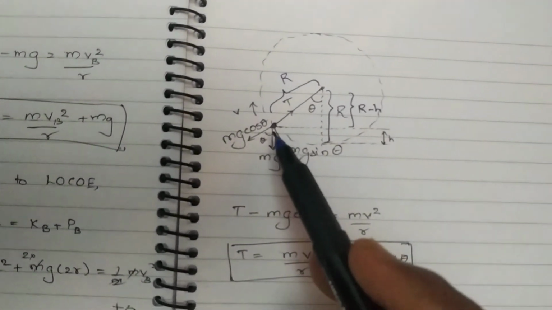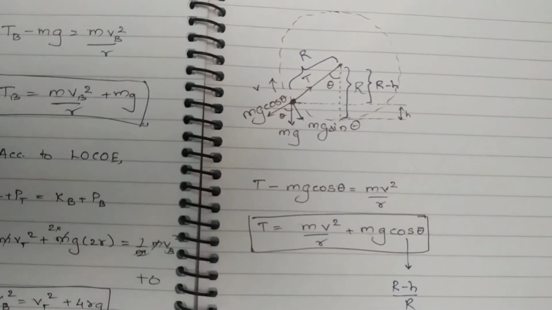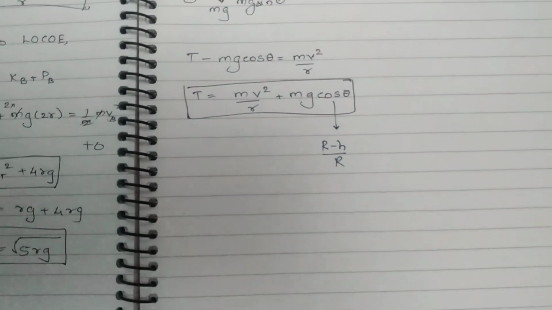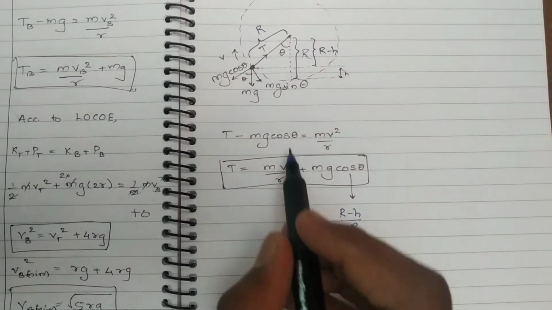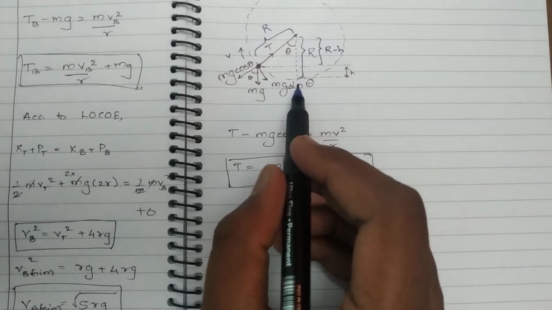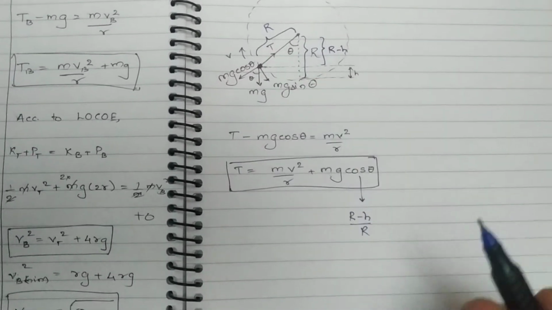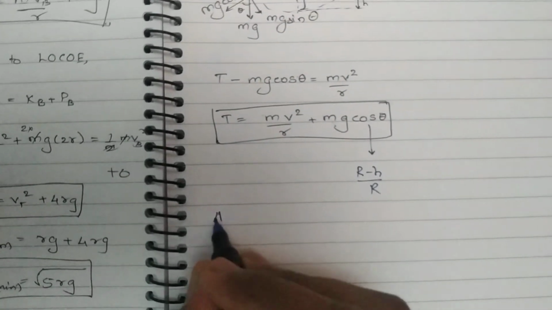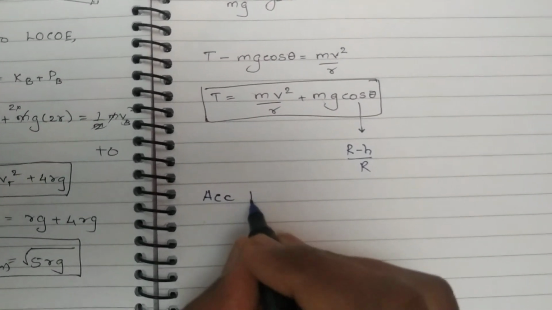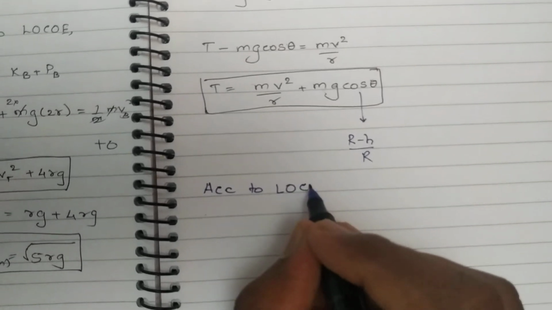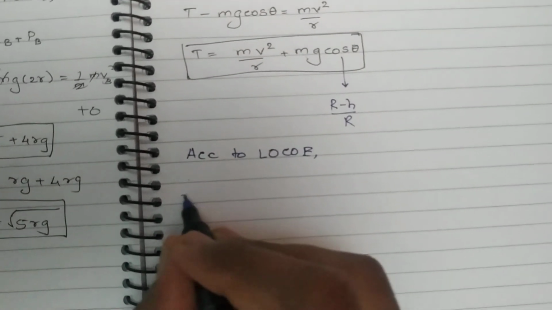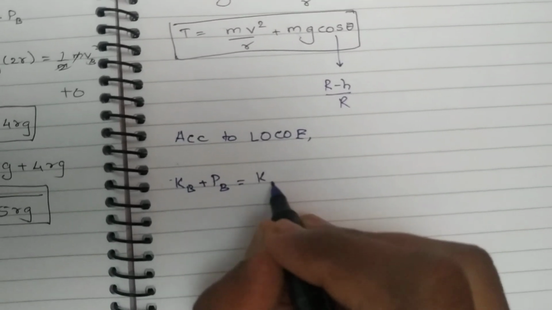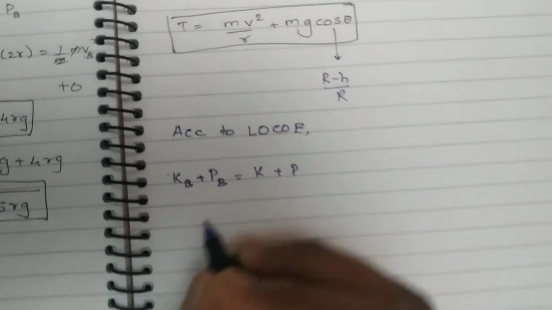That means at any point all over the vertical circular motion you can easily determine how much the tension will be. And if you have the velocity at the bottommost point, by the law of conservation of energy you can easily determine the velocity at this particular point. I'll just show it to you. According to the law of conservation of energy, kinetic energy at the bottommost point plus potential energy at the bottommost point is equal to kinetic energy at any random point plus potential energy at any random point.